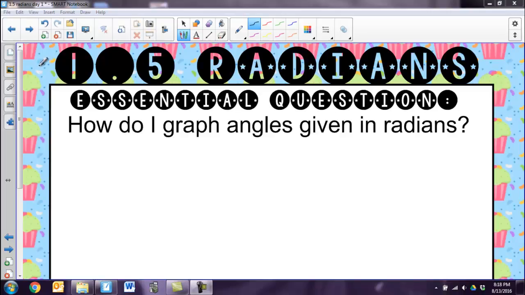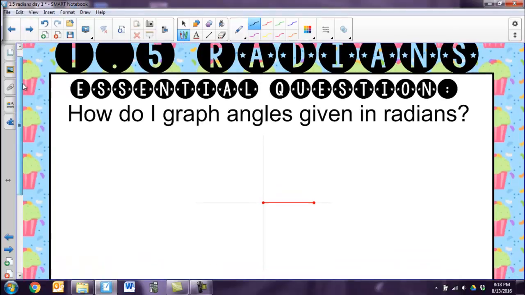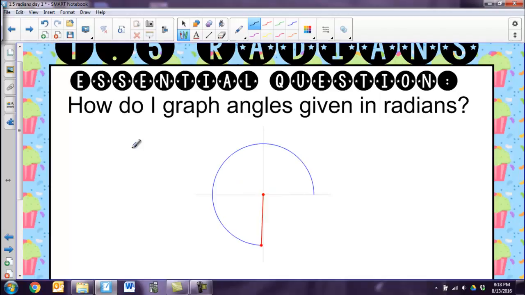Hey guys, today we are going to learn about something new and it's called a radian. And so you can write down your essential question. I'm going to actually start this GIF. And this is just what we did in class with the pipe cleaner.